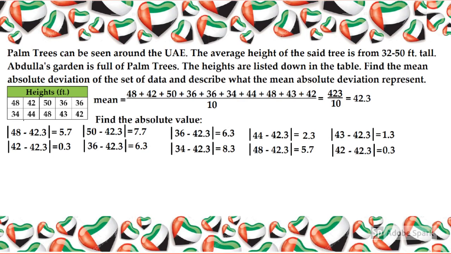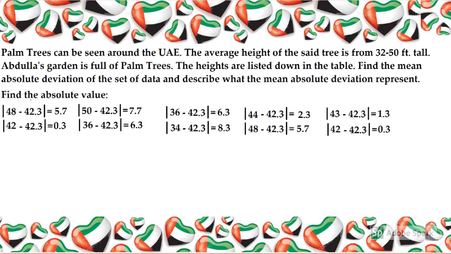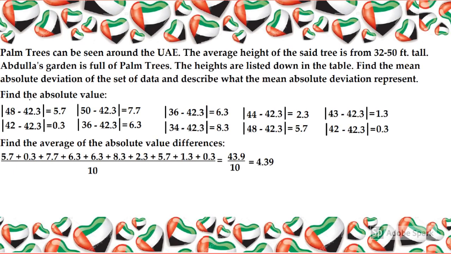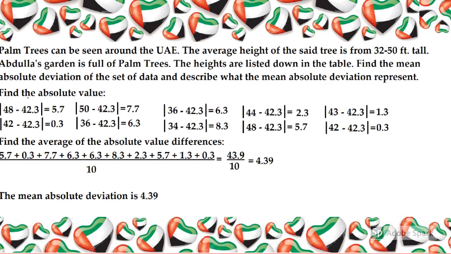Now we are going to solve for the absolute value. The absolute value is the height of the palm tree minus the mean. Each height will be subtracted by the mean, and we can come up with 10 absolute values. To find the average of the absolute value differences, we're going to add all the absolute values divided by the number of trees that was measured. So we come up with 43.9 divided by 10, which gives us 4.39. And the mean absolute deviation is 4.39. It's easy.